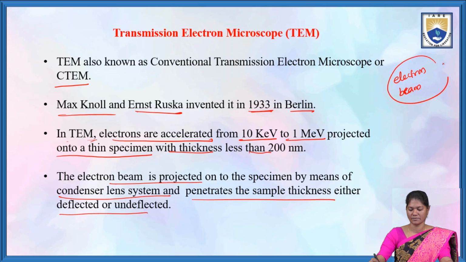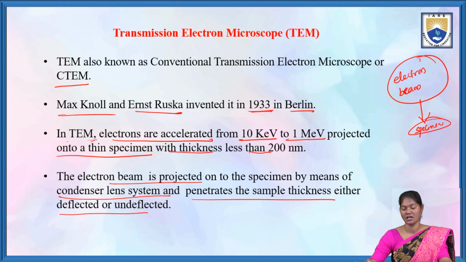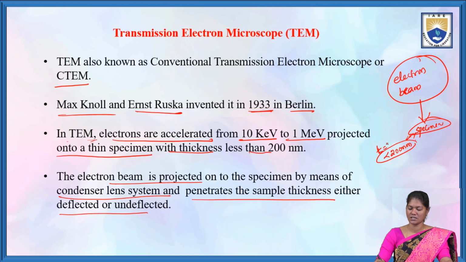So there is a beam of electrons which are focused on the specimen. The specimen is nothing but a crystalline material with some thickness that is less than 200 nanometers. Thus, the specimen thickness T is less than 200 nanometers.